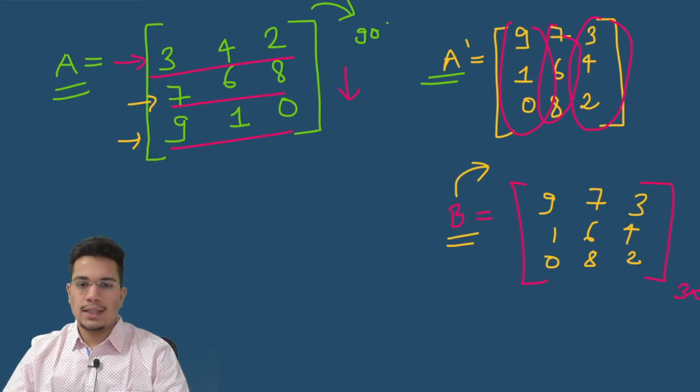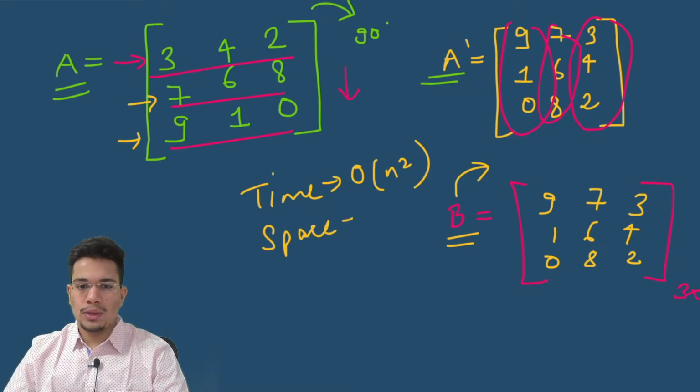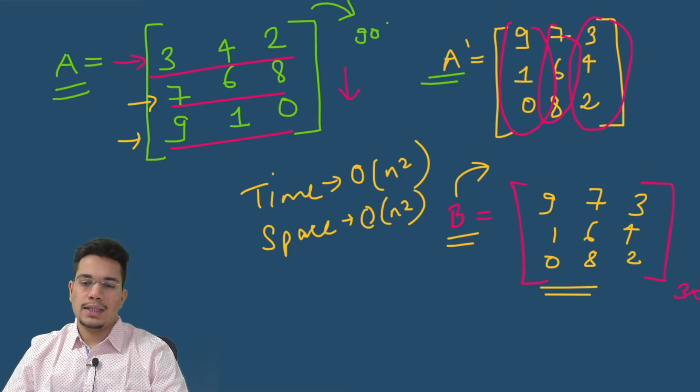So in this method, what we're doing is we are iterating over all elements of the original matrix. So this is going to be n square time, because there are n square elements, and space wise also this is going to take big O of n square space. Why? Because this matrix that we are creating requires n square elements to be stored. So this is where the additional space comes in.